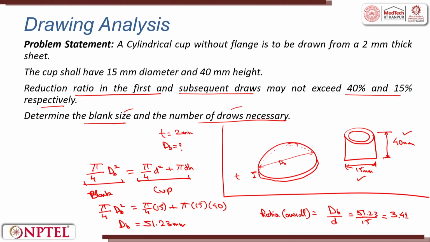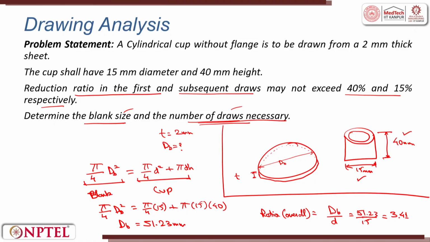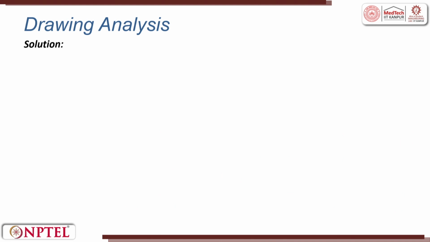The question is blank size and number of draws necessary. Now here I will use an arithmetic progression. The ratio 3.41 is not in one draw. In the question it is asking the number of draws necessary. Number of draws necessary means in the first draw the diameter is reduced somewhat, then in the second draw, in the third draw, in the fourth draw, whatever the number of draws would happen, finally it is reduced by 3.41 times, that is from 51.23 to 15 millimeters.